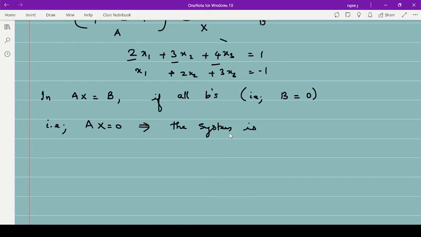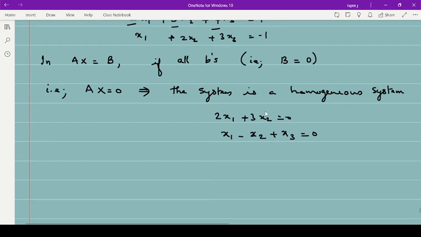A homogeneous system means all the right sides are 0. If I write 2x1 plus 3x2 equal to 0, x1 minus x2 plus x3 equal to 0, and 4x1 plus 2x2 minus x3 equal to 0, with all the constant terms being 0, such a system is called a homogeneous system.